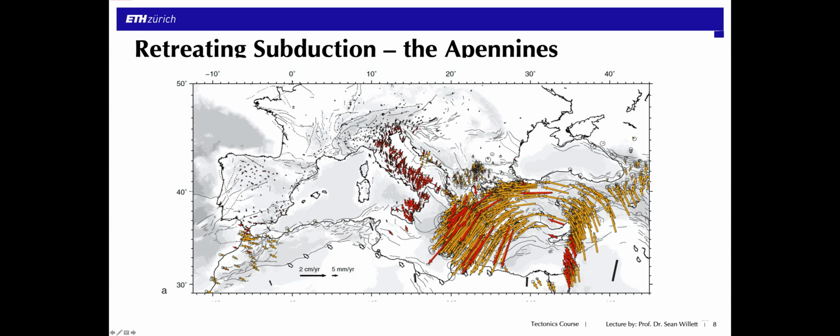But there is no motion of, say, Corsica, Sardinia with respect to Europe. There are stations here, and those stations are simply not moving with respect to Europe, so there's no arrows shown here. But that means that there is extension going on between this point, or this mountain range, really the whole of Italy, with respect to Corsica and Sardinia.